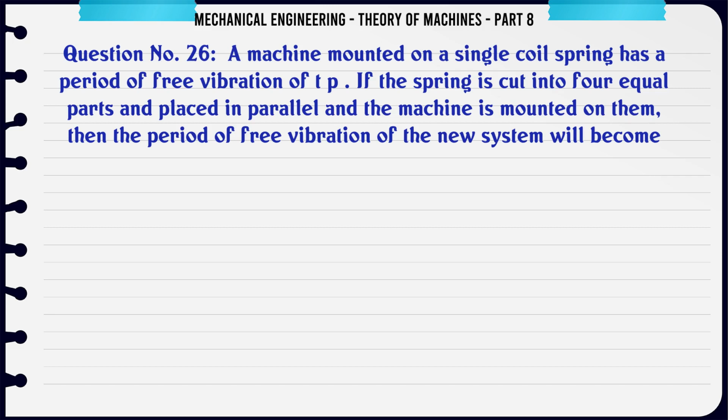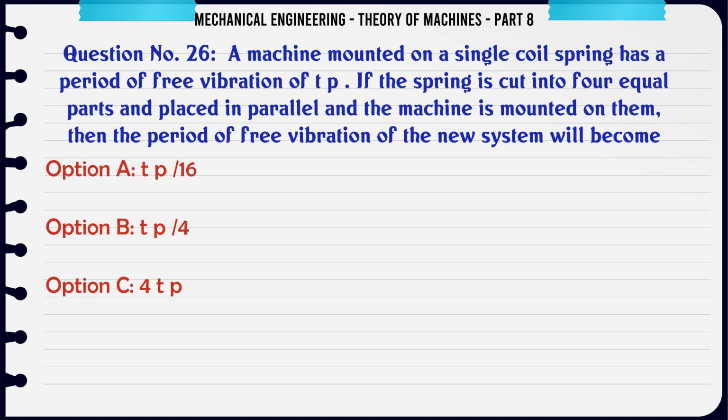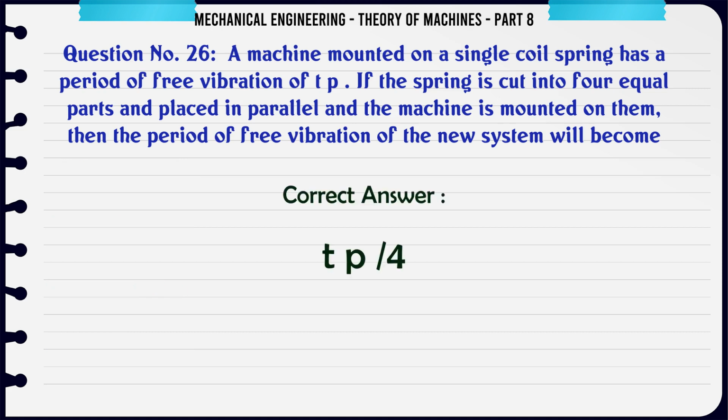A machine mounted on a single coil spring has a period of free vibration of Tp. If the spring is cut into 4 equal parts and placed in parallel and the machine is mounted on them, then the period of free vibration of the new system will become A. Tp/16, B. Tp/4, C. 4Tp, D. 16Tp. The correct answer is Tp/4.